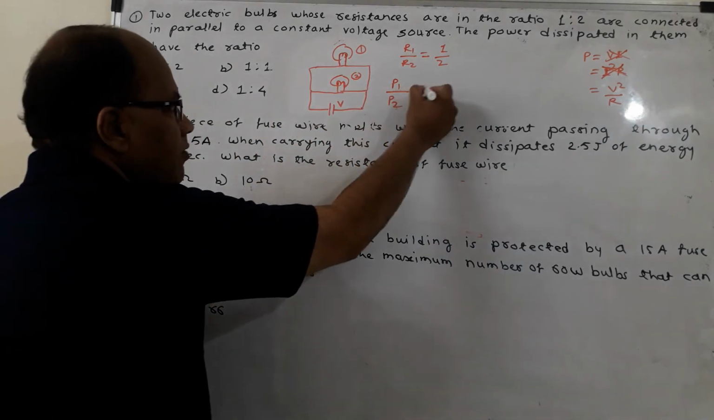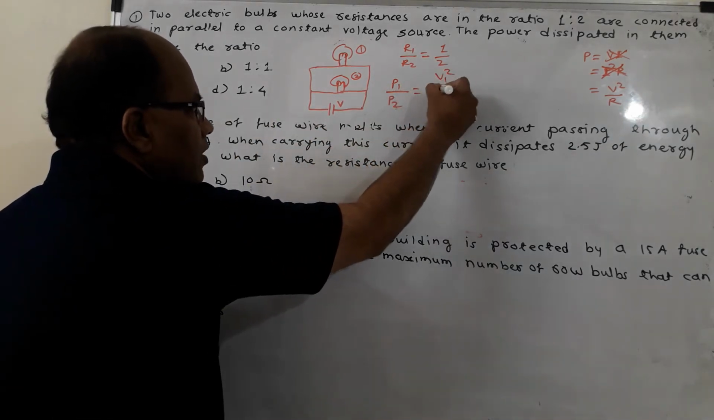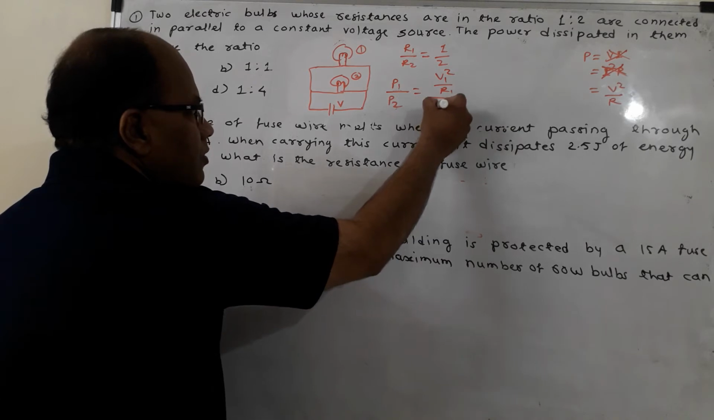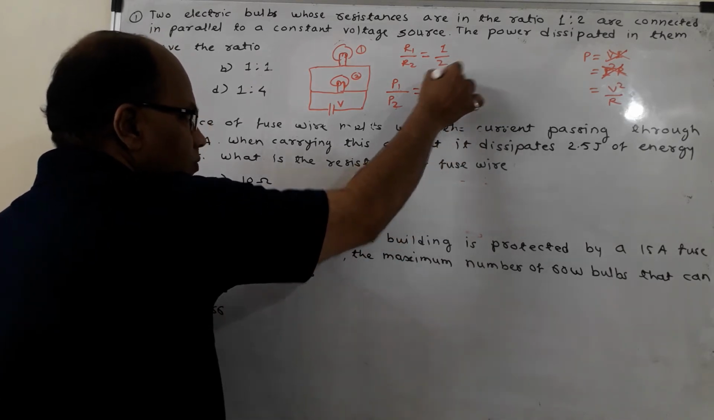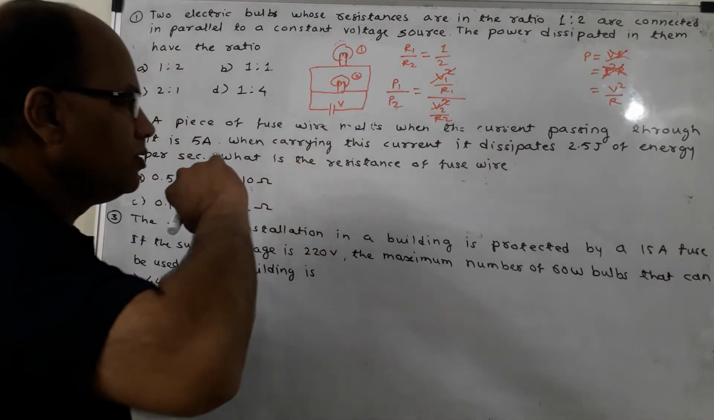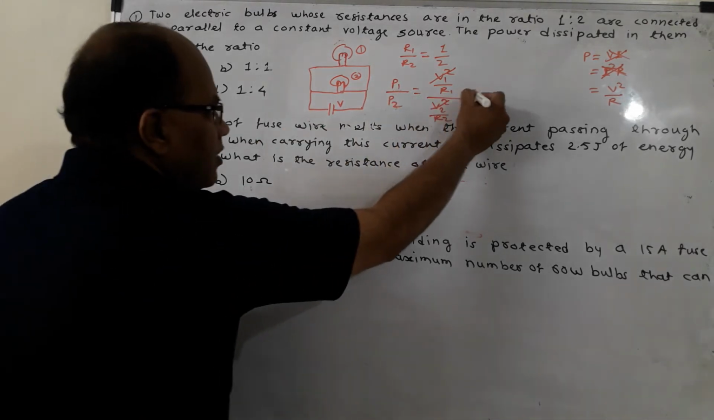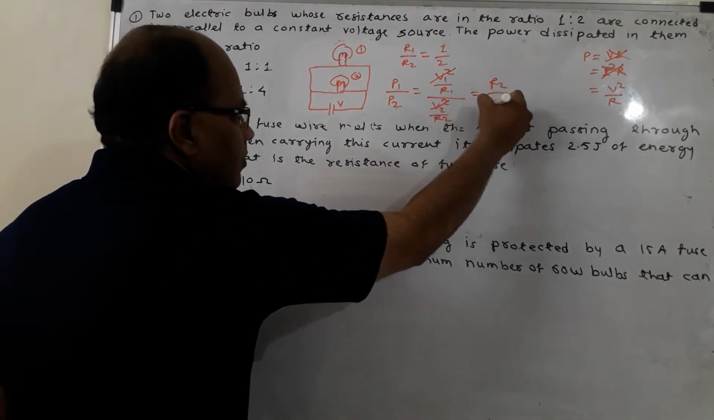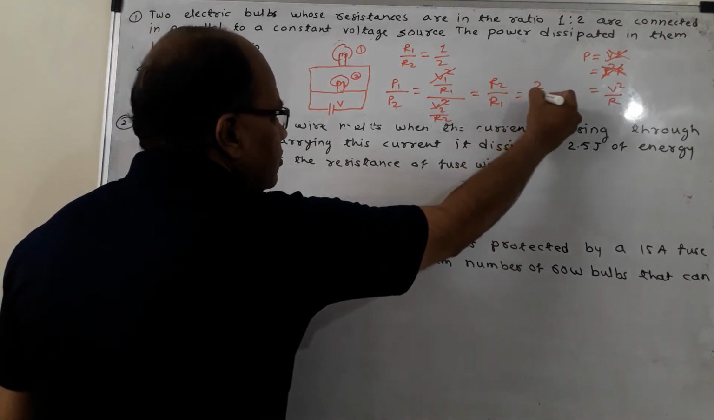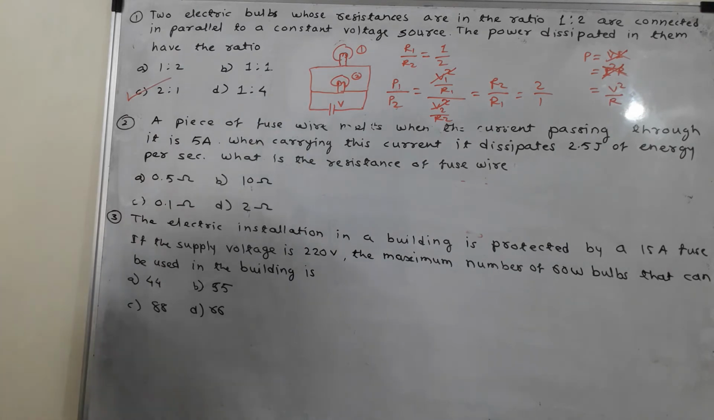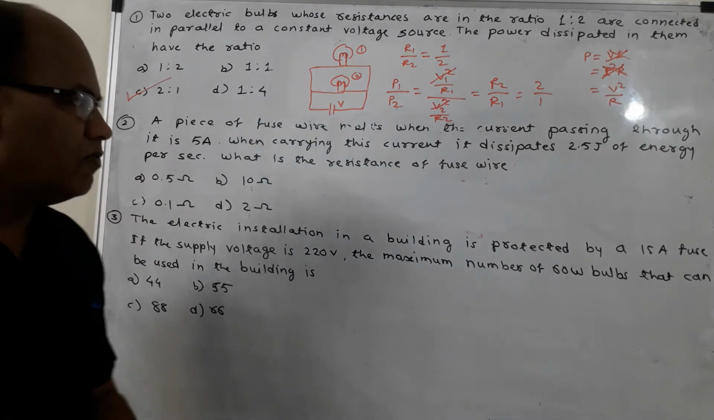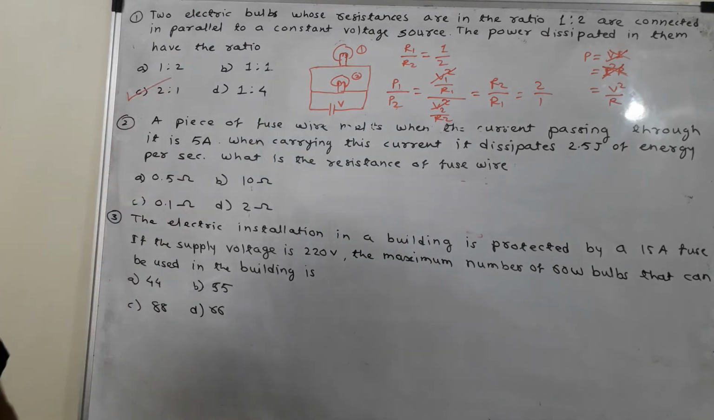P1 can be given as V1 square divided by R1, and P2 is V2 square divided by R2. But voltage is the same, so V1 and V2 will get cancelled out. And the final relation will be R2 upon R1, that is 2 upon 1, and that is why option C is the correct option. The power dissipated will be in the ratio 2:1.